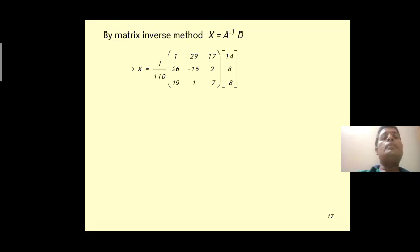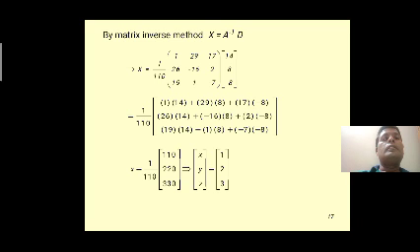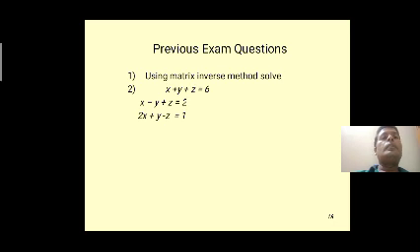X is equal to 1 by 110, and write the adjoint matrix 1 29 17, 26 2 minus 16 (sic), 19 1 minus 7, and the constant values 14, 8, minus 8. We get the multiplication of two matrices: X is equal to 1 by 110 times 110, 220, 330. Then we get 110 by 110 is 1, 220 by 110 is 2, 330 by 110 is 3. So x equal to 1, y equal to 2, and z equal to 3.